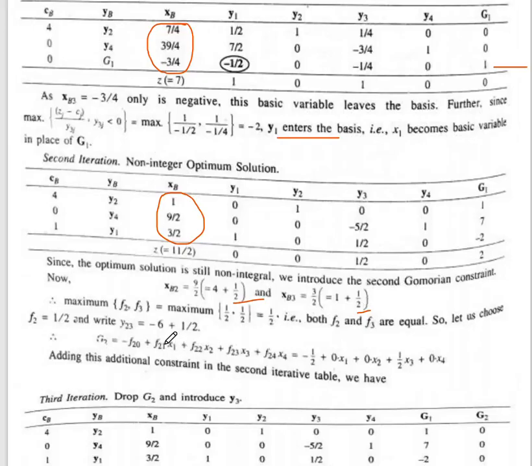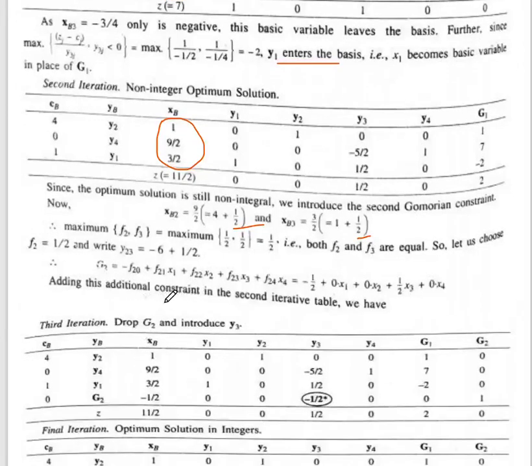can be written as minus 6 plus 1 by 2. The Gomorian constant can be written as minus f20. This is the formula. Put here the fractional part, that is f20, which is minus 1 by 2. The coefficient of x1 is 0, the coefficient of x2 is 0, and x3 has the fractional part 1 by 2. Then the coefficient of x4 has fractional part 0. In this way we can construct G2.